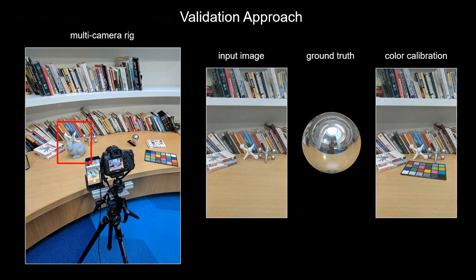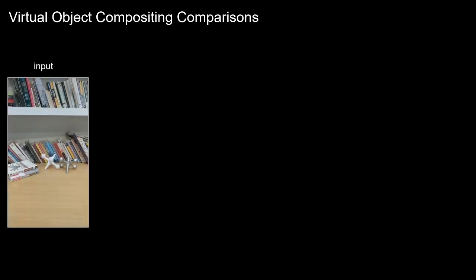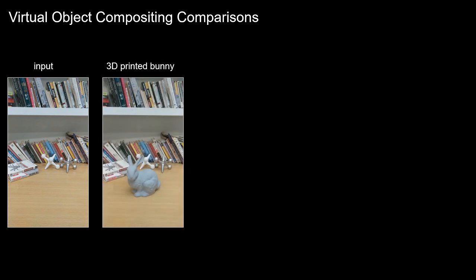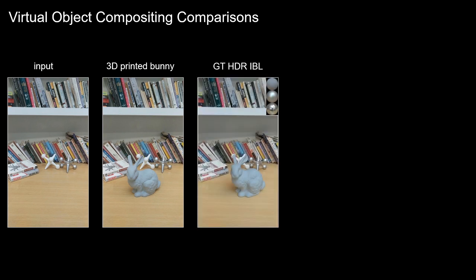So armed with this data, we can perform the following experiment. We can take a photo that serves as the clean plate or background, and then at the same time capture a photograph of the real 3D printed bunny that's placed in the scene. We can also capture the ground truth HDR lighting using our DSLR camera with multiple exposures, as I described earlier. And in this case now, I've rendered a diffuse bunny offline using the measured HDR lighting. This is labeled as the ground truth HDR IBL.